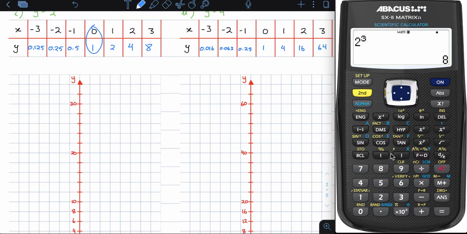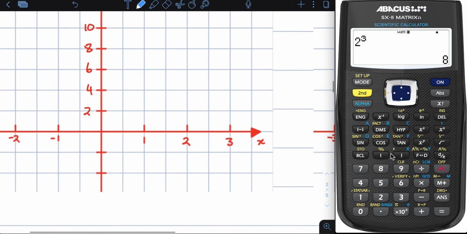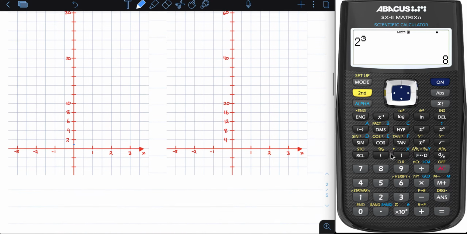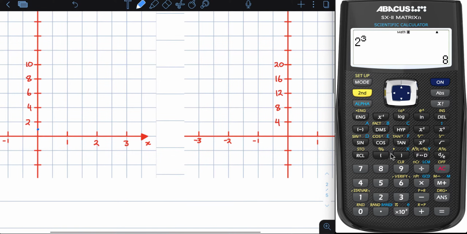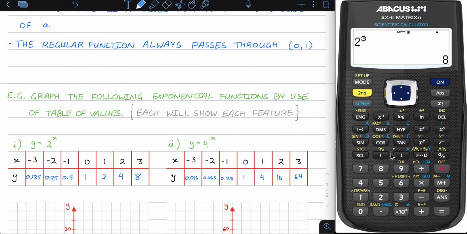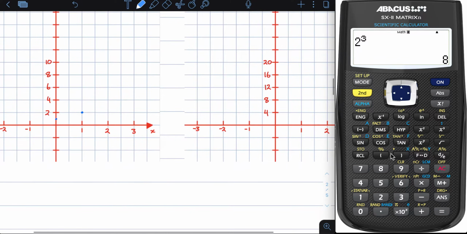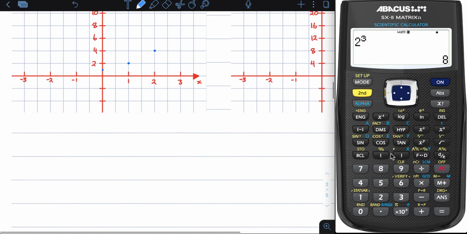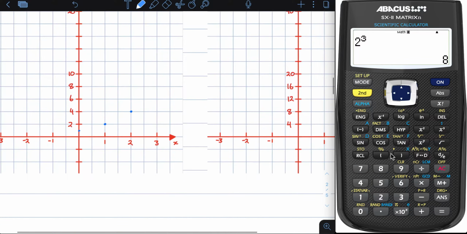Graphing these, we should plot the points first. 0, 1. 0, 1 is about halfway. 1, 2. 2, 4. And 3, 8.